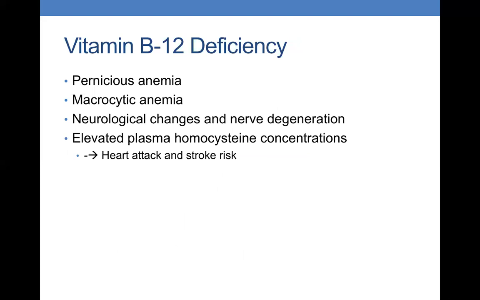Deficiency can cause something called pernicious anemia. And pernicious anemia comes from the words that mean leading to death. This is a macrocytic anemia, meaning the cells will be large, and it is associated with nerve degeneration, weakness, paralysis, and sore mouth.